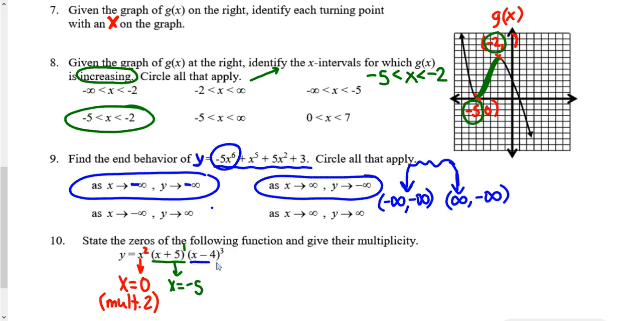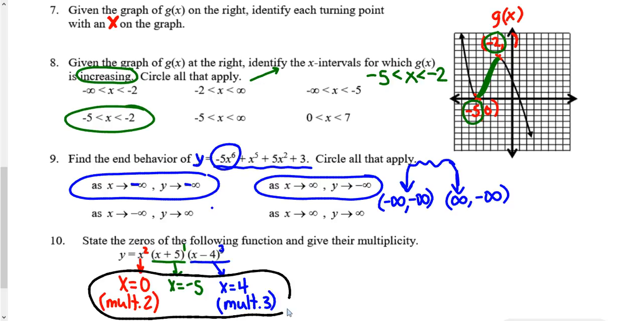For my last factor, I have x minus 4. So when I set that equal to 0, I get x equals positive 4. That one had a power of 3, so I have to label that factor as having a multiplicity of 3. When you answer these questions, be sure that it's clear which 0 goes with which multiplicity. I should be able to tell that those two go together and these two go together. Great, let's turn the page.